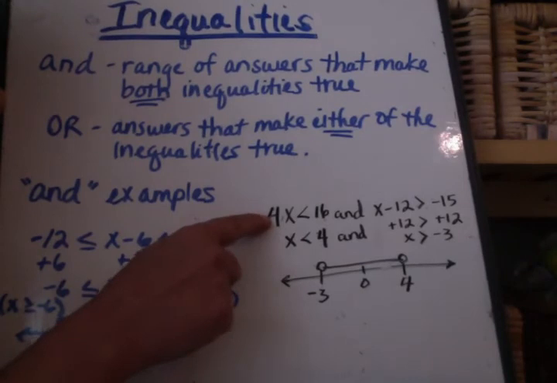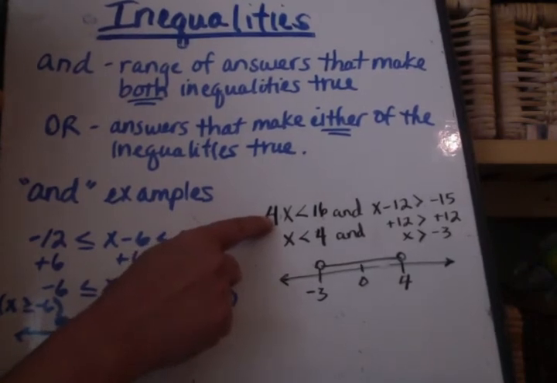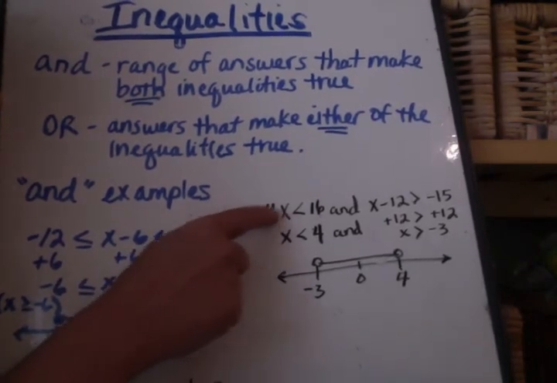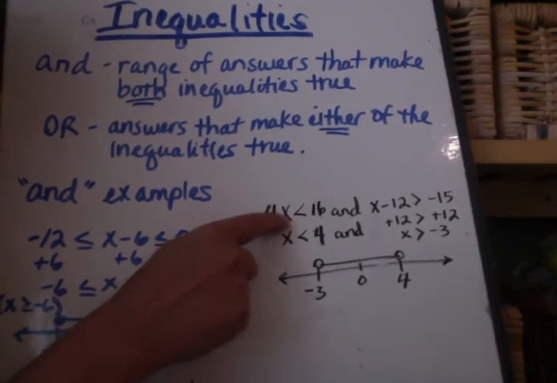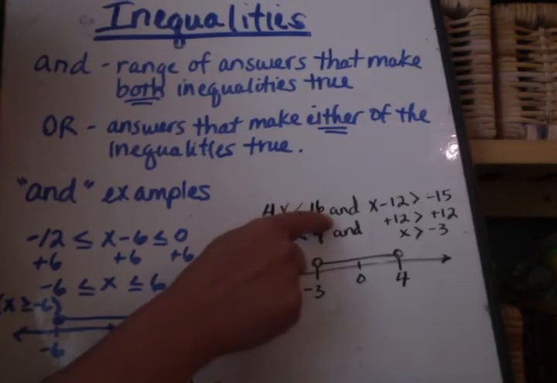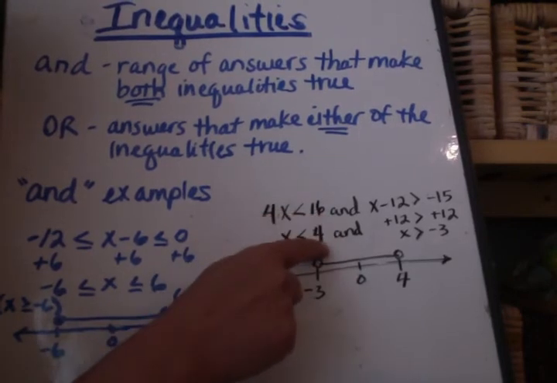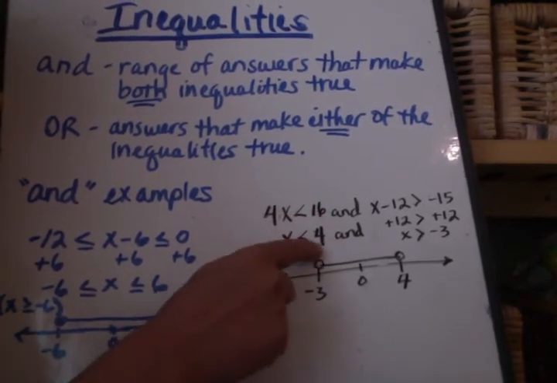So for this one, I'm just going to divide both sides by 4, because we have a 4x here, it's multiplied. So 4 divided by 4 is going to be just x. And then 16 divided by 4 is going to be just 4. So it's going to be x is less than 4.